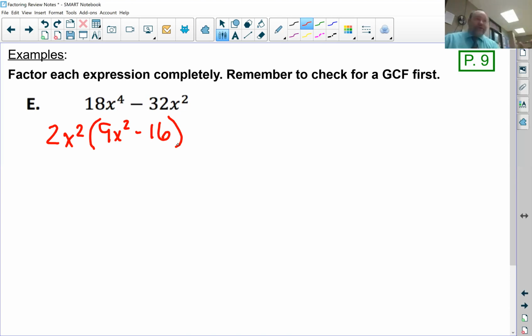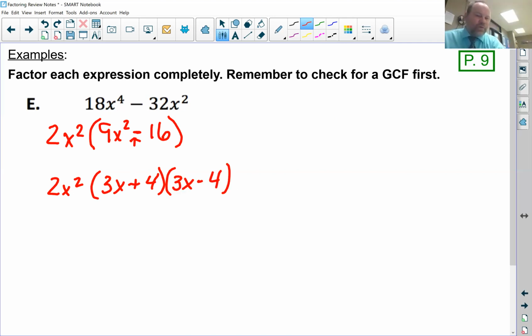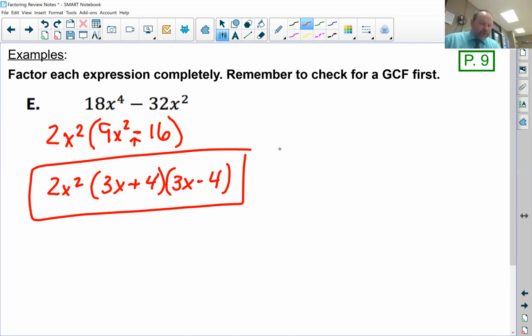So I want to check, are they perfect squares? Is 9 a perfect square? Yes, 9 is 3 times 3. Is 16 a perfect square? Yes, 16 is 4 times 4. So I have 2 terms, they're perfect squares, and we're subtracting. So that means I've got my difference of 2 squares form, and I can use my shortcut.